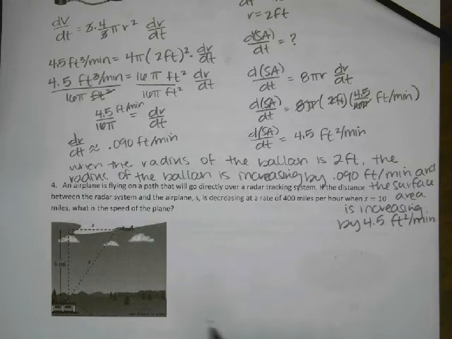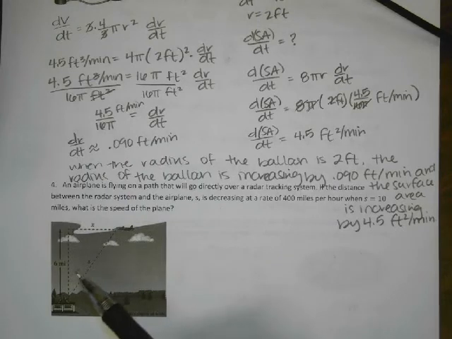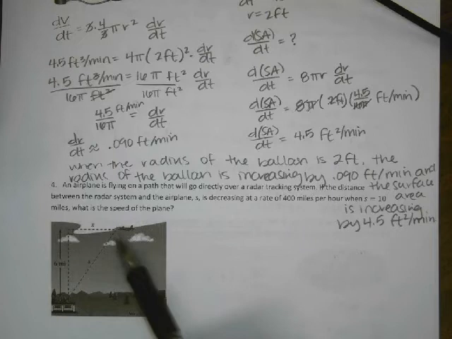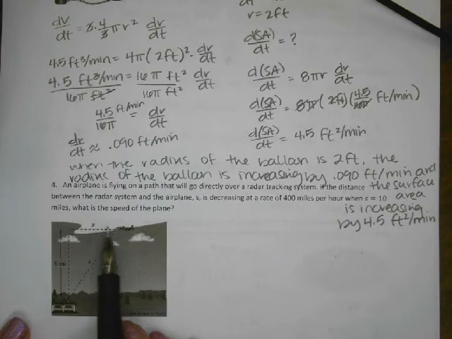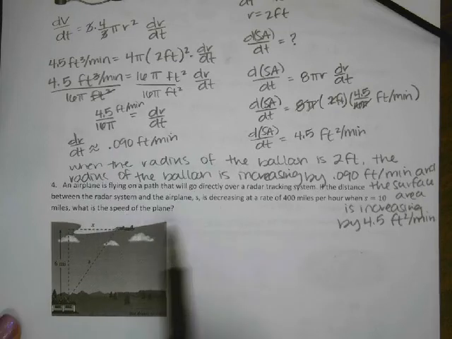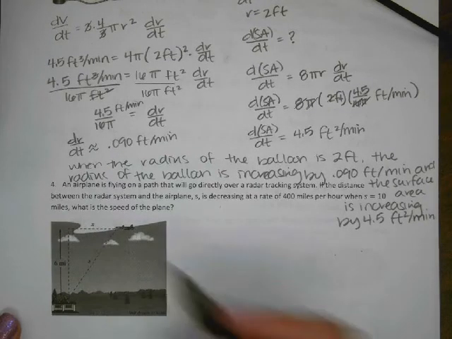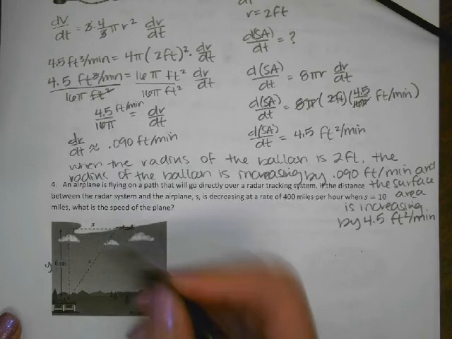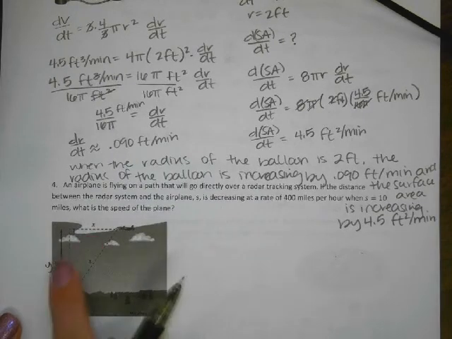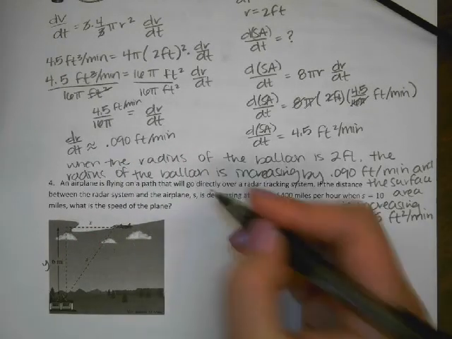So if we think about this particular picture and what formula or equation would go with it, that would be looking at a right triangle. And so we're going to say that's a squared plus b squared equals c squared, or in this case we have an x. So x squared, we can call this y since it's going up and down. X squared plus y squared equals s squared.